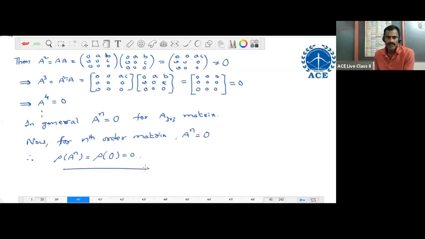According to the given condition, A power n matrix is 0 matrix. That is, the rank of A power n matrix is the same as the rank of the 0 matrix. Rank of 0 matrix is always 0. With this, the 4 problems are completed.